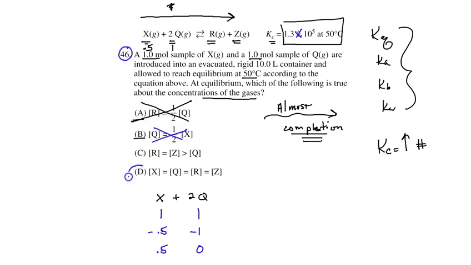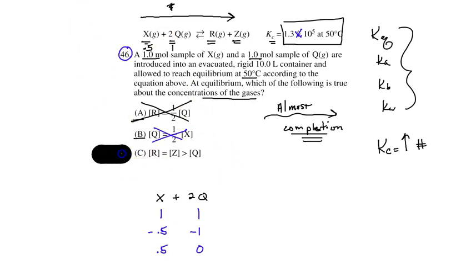Now D makes no sense. No way X, Q, R and Z all equal each other at equilibrium. You have no idea what's going on if you pick that choice. In fact, I'm just going to eradicate that. They can't ever be equal. Only in some weird condition will these be equal. Maybe at a Q if you add them. So I'm just going to take that away. That's the worst answer. Sorry if you chose that.